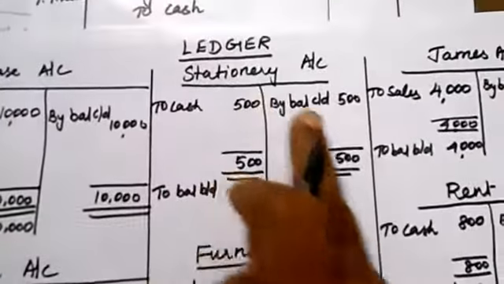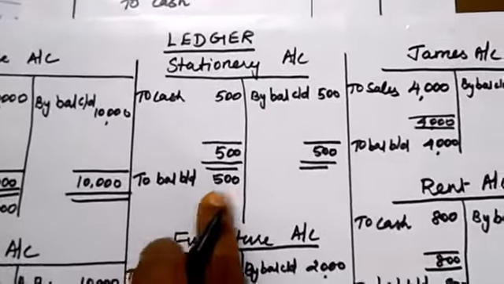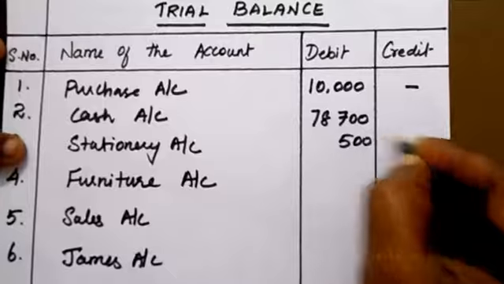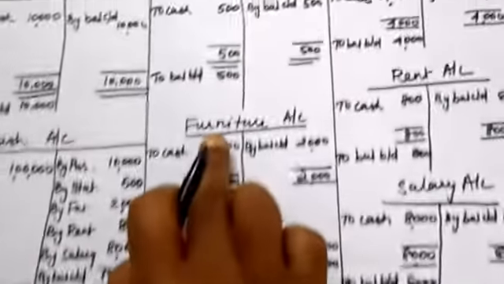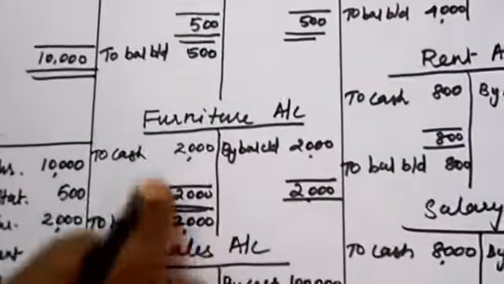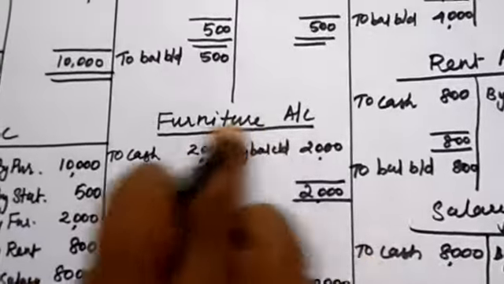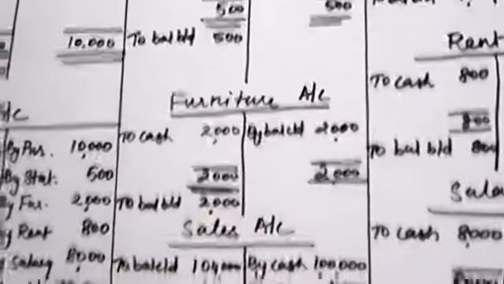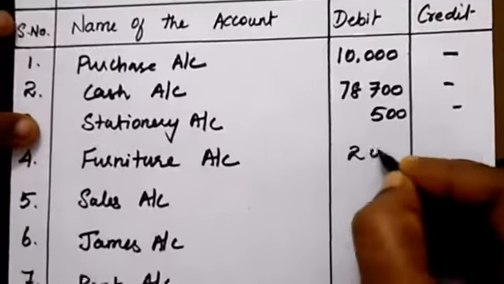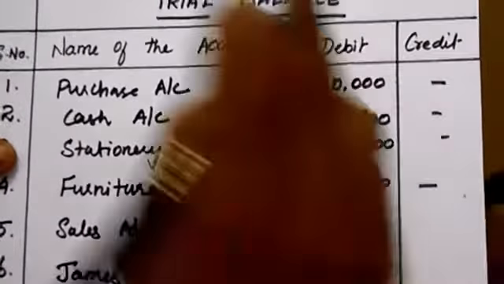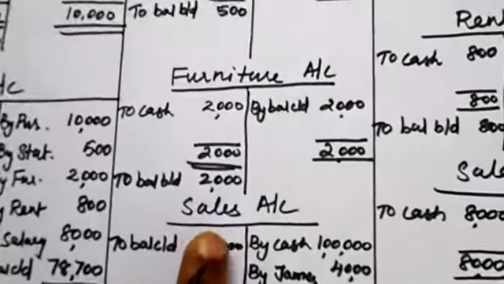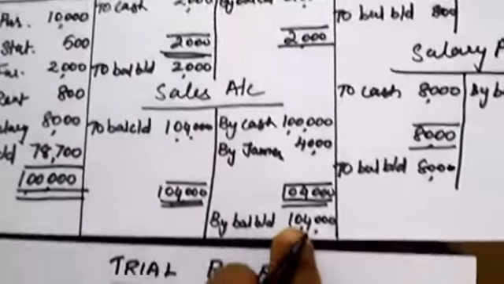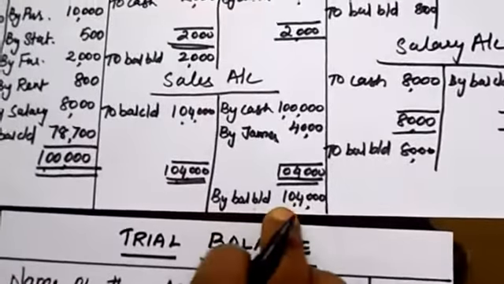Then the third entry is stationery account. In stationery account, you have got a debit balance of 500 rupees. Stationery account, debit side 500. Then furniture account. Furniture is also an asset. Any asset is a debit balance, to balance brought down on the debit side. So furniture account, 2,000 debit balance. Sales. Sales is a revenue. Revenue means income. Income is always a credit balance. Right hand side, credit balance.